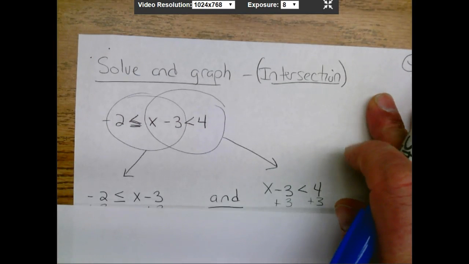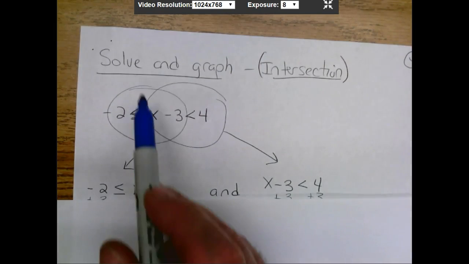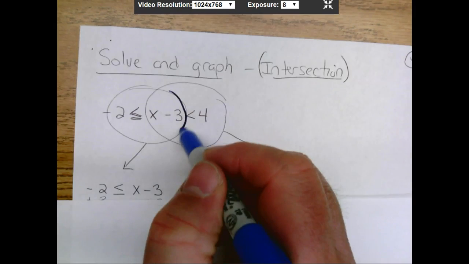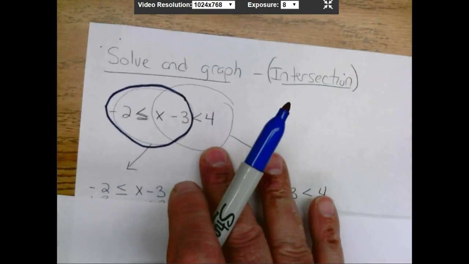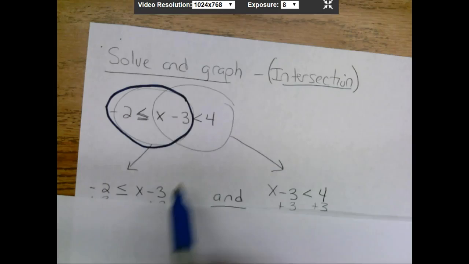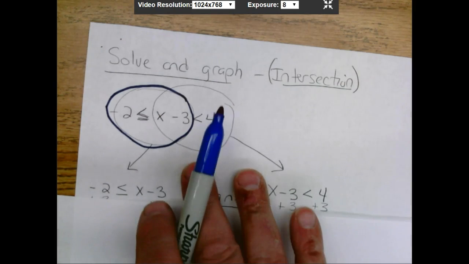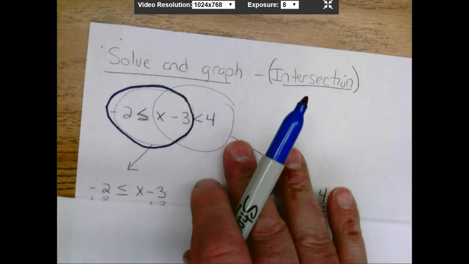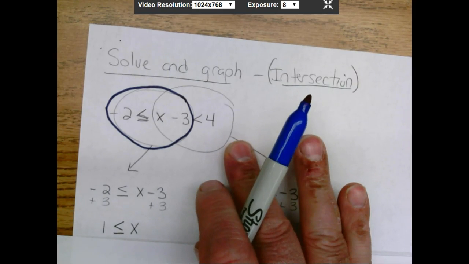Let me show you, if you're not sure what I'm talking about. On this one, I'm just going to circle it here. If I'm looking at that, I end up with negative 2 is less than or equal to x minus 3. I'm just going to use what's on the left and what's on the right. I'm not going to worry about what's over here. Then I add 3 to both sides, and I get 1 is less than or equal to x.